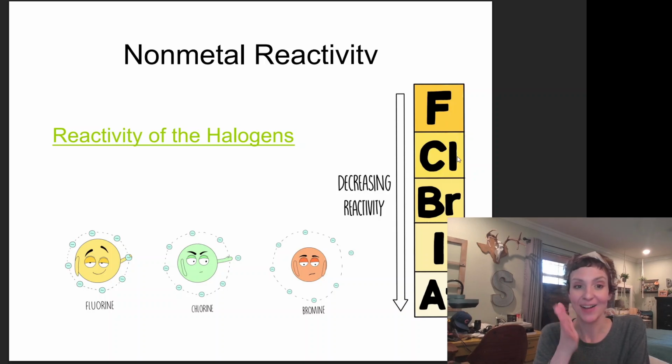I also noticed that in the video, they said fluorine and chlorine are gases at room temperature. Bromine happens to be a liquid, and iodine is a solid. So here we're looking at how the reactivity and how the size of these atoms of the nonmetals can change what state of matter it most typically is found in at room temperature.